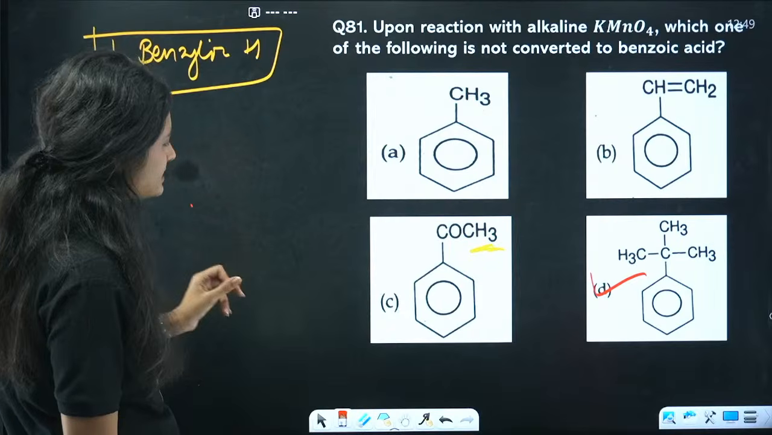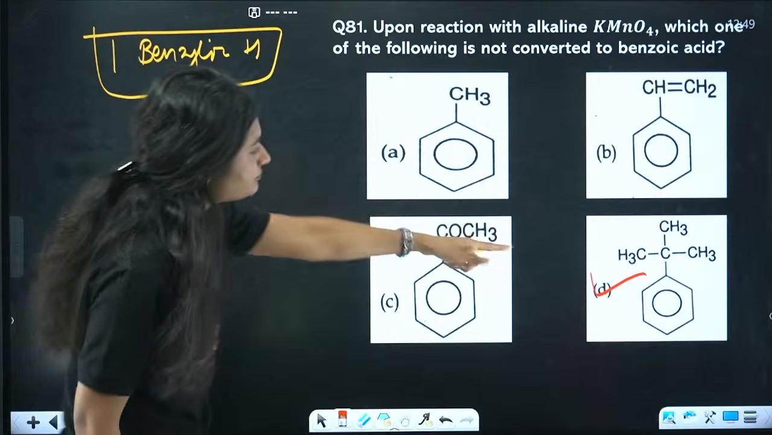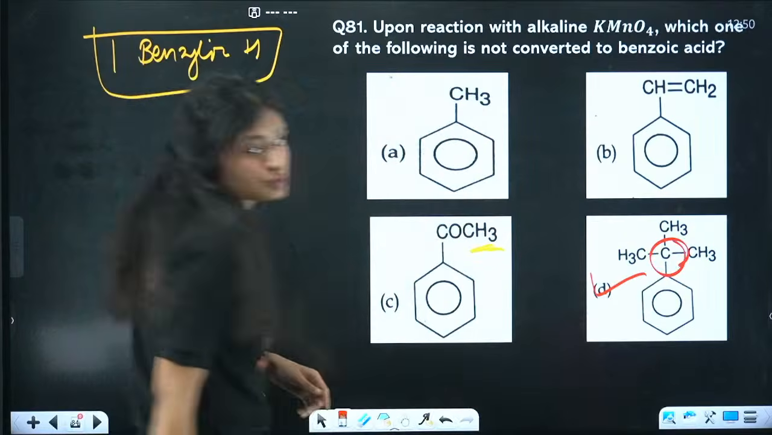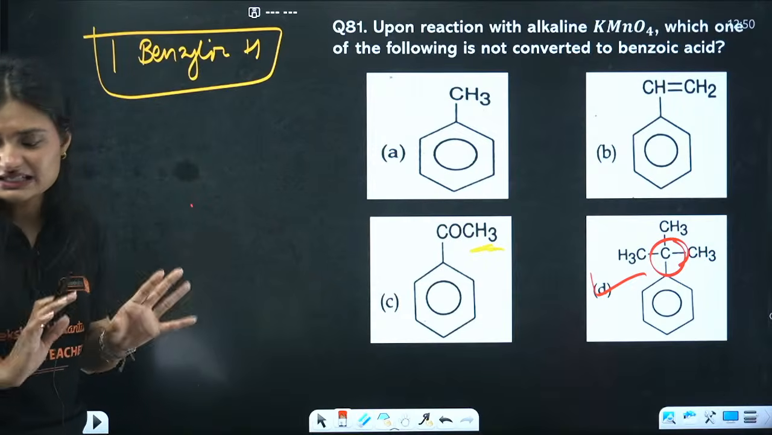Upon the reductive reaction with alkaline KMnO4, which one of the following is not converted to benzoic acid? This one, because it does not have any benzylic hydrogen. There is no benzylic hydrogen. For getting converted to benzoic acid, you need a benzylic hydrogen.